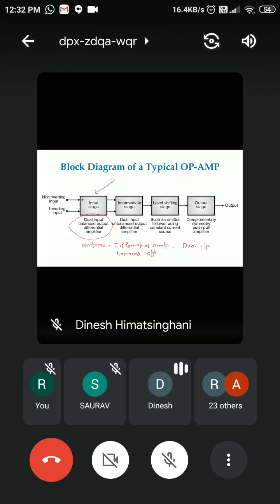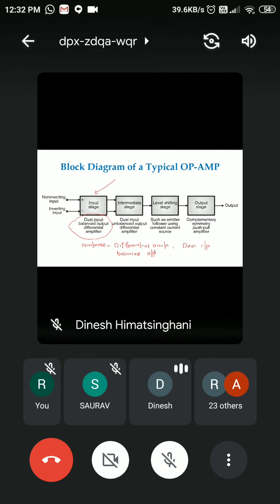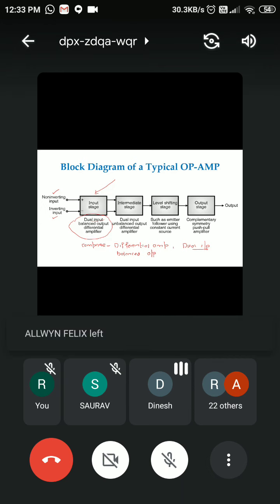Now try and understand this term. What is the internal circuit of the input stage of an op amp? It is a differential amplifier. It has 2 inputs, as you can see here. One is a non-inverting input and one is an inverting input. So it's a dual input differential amplifier. What do you mean by this balanced output?